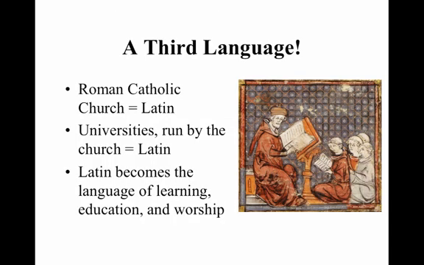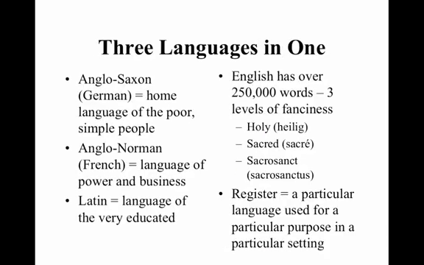Eventually, a third language comes into the picture. So we have Anglo-Saxons, and then we had the Anglo-Normans, who are early French, and then a third language came in, and that was the Roman Catholic Church. You might know that the Roman Catholic Church spoke Latin. There are some Roman Catholic churches who still do their masses in Latin, and they came throughout Europe starting churches and also starting universities who were run by the church. So both in church and in universities, people spoke Latin. Therefore, Latin became the language of learning, education, and worship across many countries in Europe and in England.